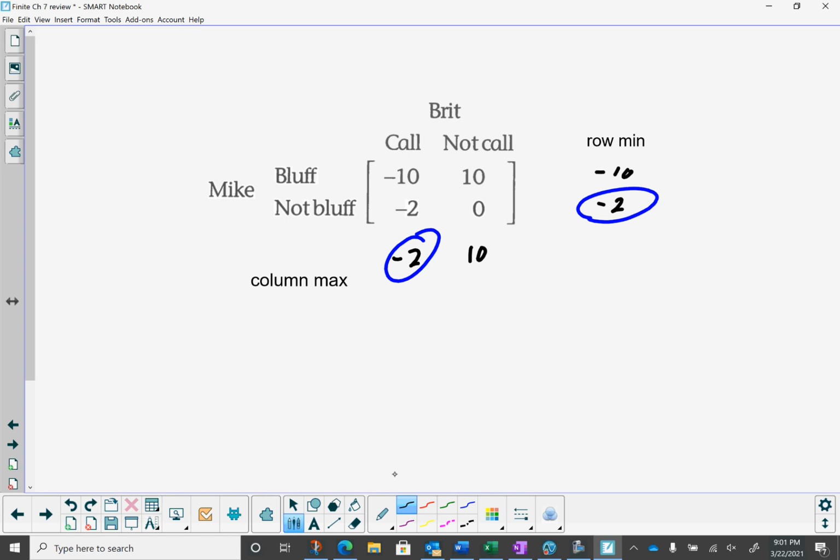And again, this is a matrix here that's written in terms of the row player, which is Mike. Yeah, he should stop playing. Mike's best strategy is not to bluff. Because again, if this is the saddle point here, his best play is to bluff each time. And he's going to lose 2 pennies every single hand.